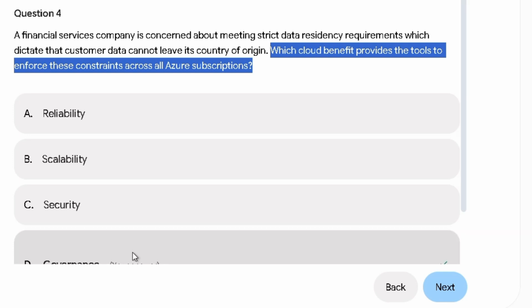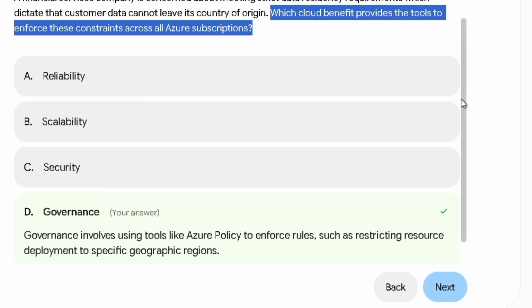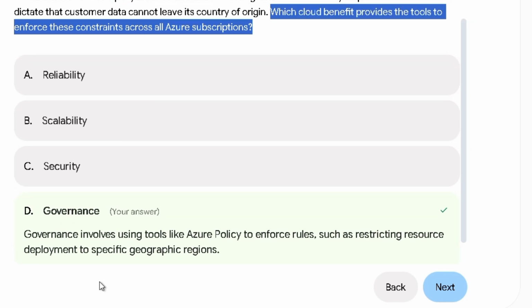That will be governance, guys. It wouldn't be security, because we're already talking about security. If I say security, it would be like double security, so it would be repeating. So governance involves using tools like Azure Policy to enforce rules, such as restricting resource deployment to specific geographic regions.